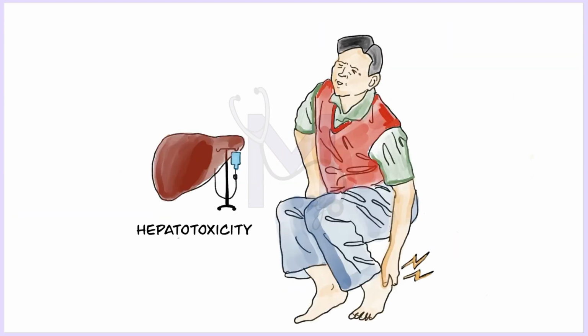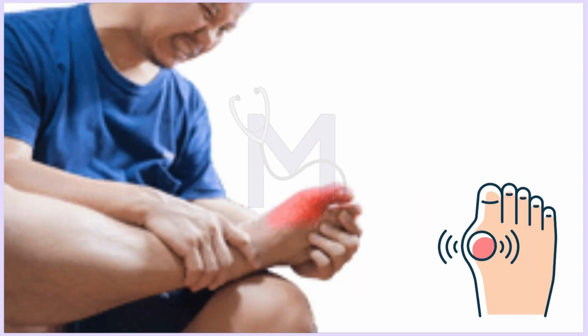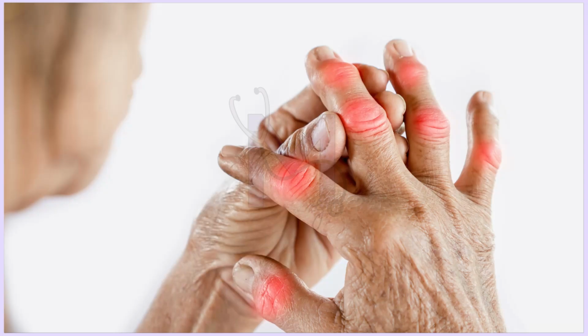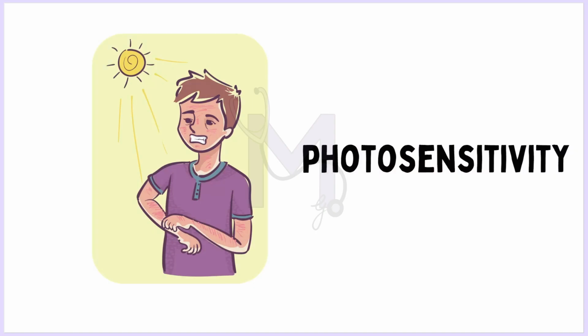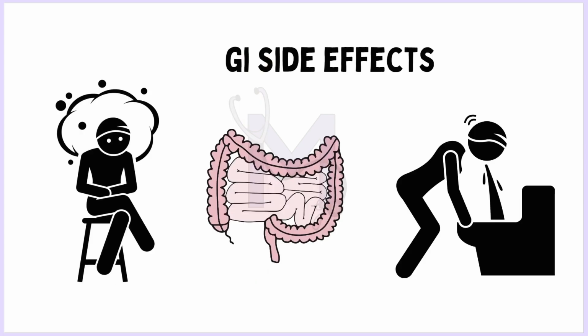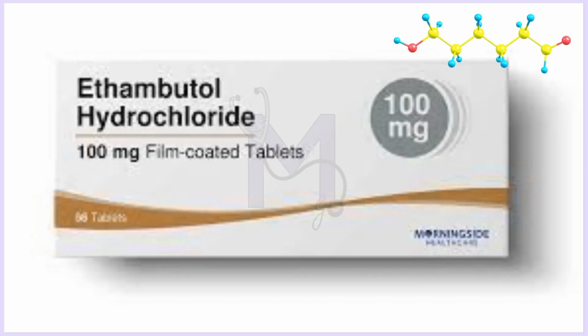Its adverse effects include hepatotoxicity and hyperuricemia occurring more commonly. It may also cause precipitated attacks of gout in susceptible patients, and other side effects may include photosensitivity and GI side effects. Moving on to the next drug, ethambutol.